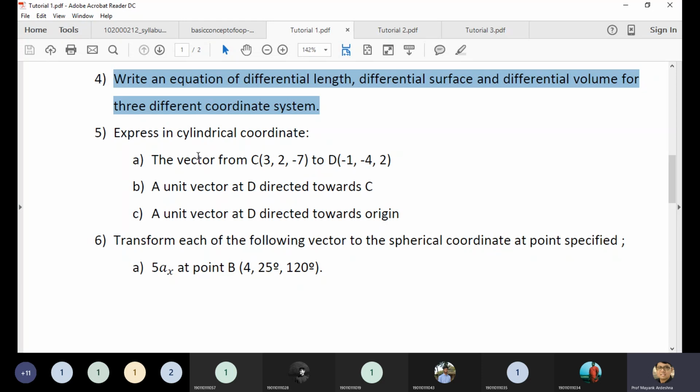So in the first part, the vector from C to D: you can see C is one point and D is one point. You are moving from C to D, which means you have to subtract D minus C. First of all, you subtract D minus C, whatever the points are given. Consider -1 and -3, so the answer is -4; -4 and -2, the answer is -6; and 2 plus 7, so the answer is 9. So you are getting this vector.